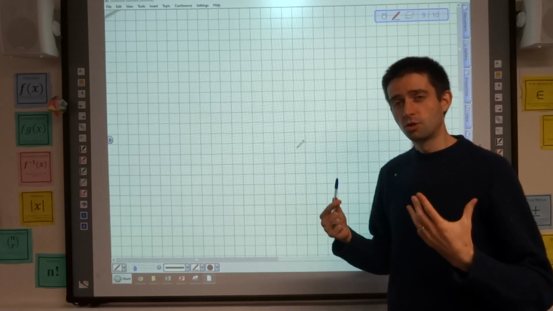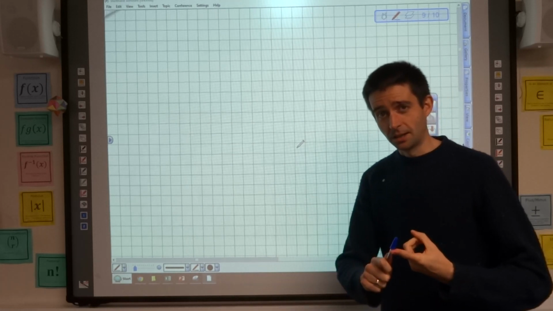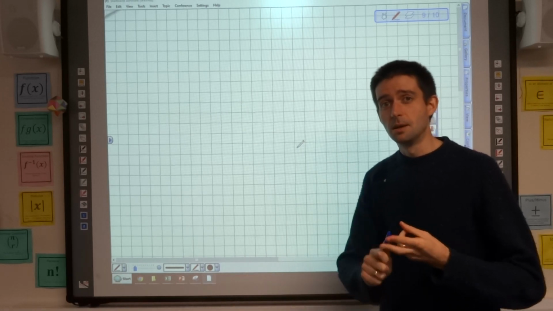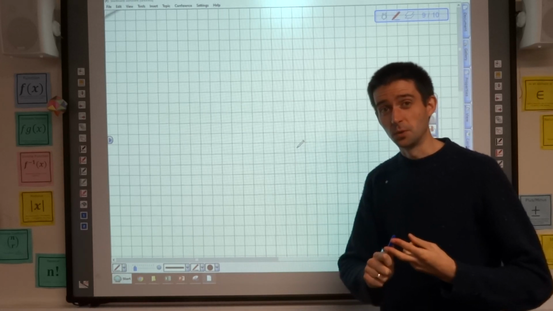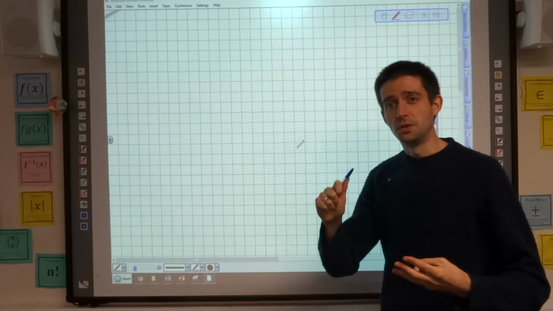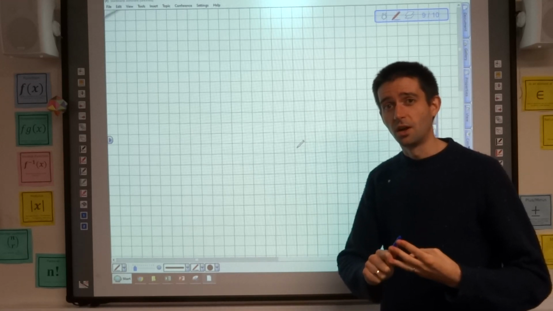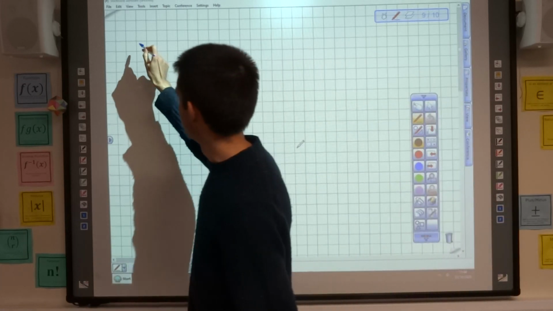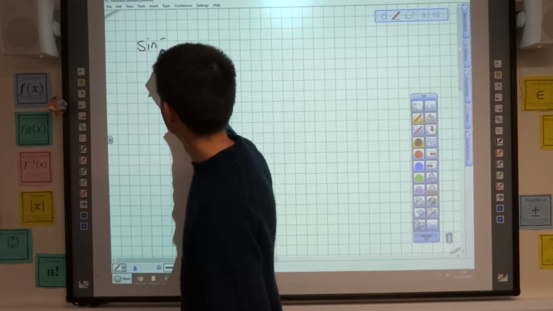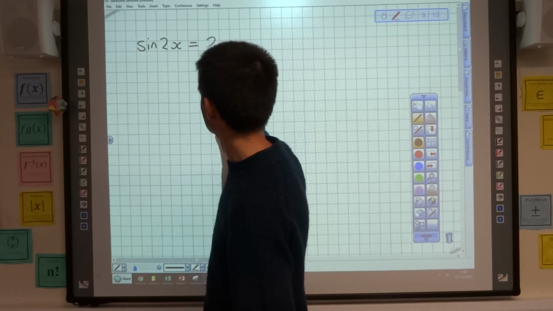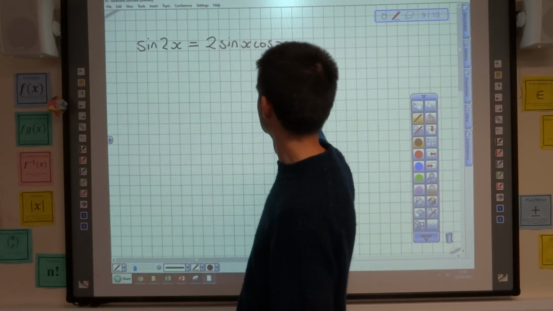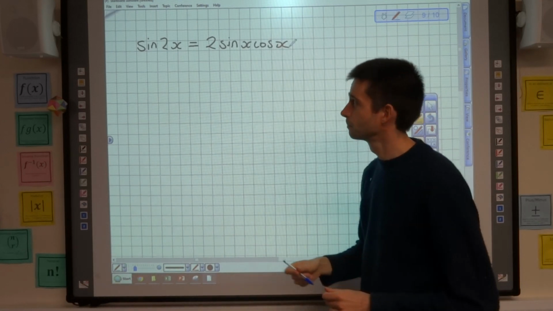So, trig identities. You need to know the double angle identities for sine 2x, cos 2x. You need to know the Pythagorean identities, that's the ones with the squares in it, and you need to know the tan and the cot identities. Okay, so double angle identities to start off with. Sine 2x is 2 sine x cos x.